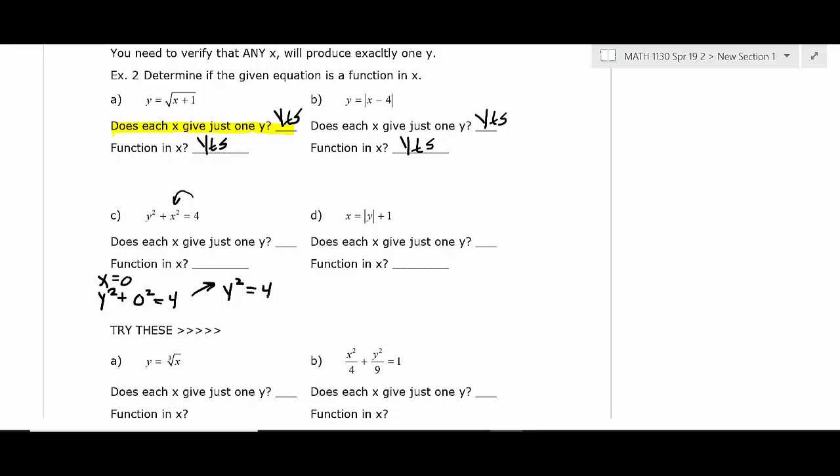How many numbers can you square that will give you 4? There's 2, right? What are those 2 in your head? 2 squared and what else? -2 squared. Okay, that is not a function for that reason.